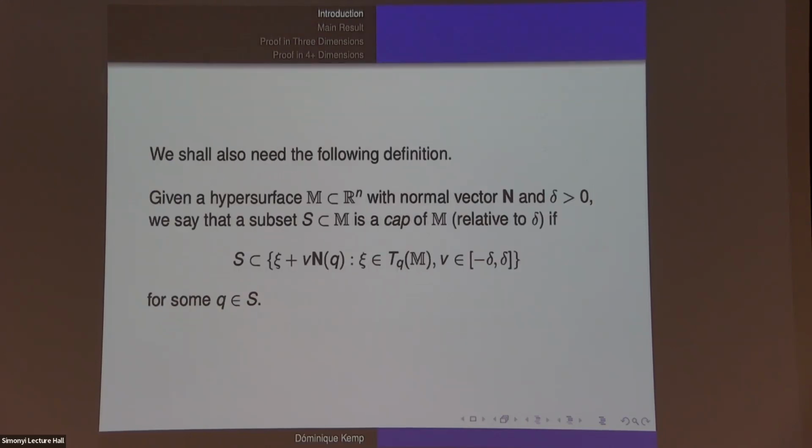Now, because we're dealing with hypersurfaces and a very gentle level of surgery will be needed on these hypersurfaces, we need to define a cap. So given some hypersurface M in n-dimensional Euclidean space, we have the normal vector n, and some arbitrary delta that we want to think of as being pretty small, but yet positive. And then a subset of M is called a cap relative to delta if it is contained in this translation of the tangent plane along the normal direction, a translation that gives at most delta squared thickness to this created slab.